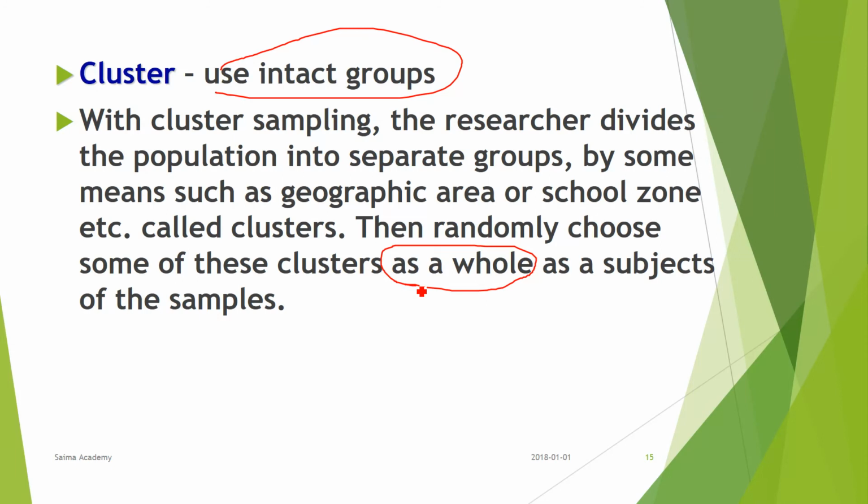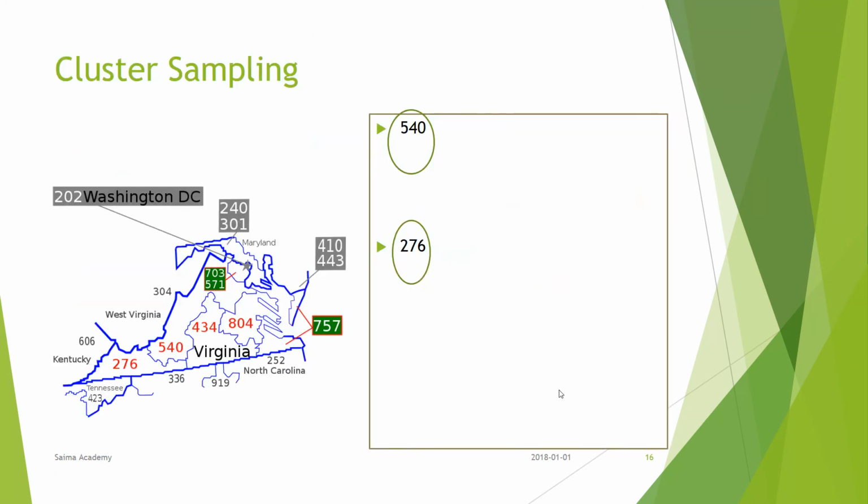In stratified sampling, we divide the population into groups, and from the groups we randomly select the person or things or whatever. But in cluster sampling, we divide the population into groups, then we select the group as a whole as the subjects of the sample. Right, suppose this is cluster sampling of zones.